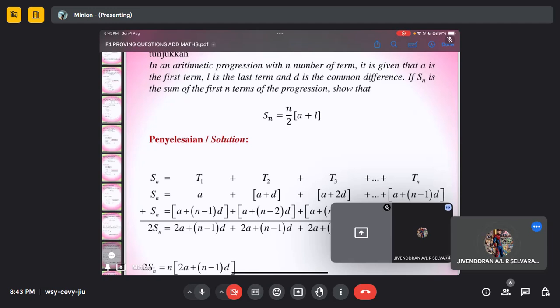Okay, so since we know the Tn formula is a plus n minus 1 d, we can substitute Tn into that part where it's written a plus n minus 1 d. So you'll get Sn equals n over 2 big bracket a plus Tn close bracket. And then we know Tn is the last term, and the question gave the last term as L. So we can just substitute L there, then Sn equals n over 2 times a plus L.